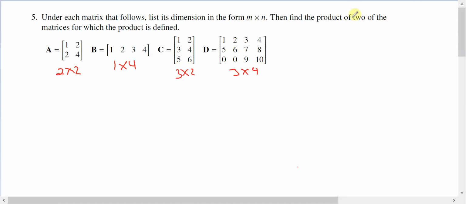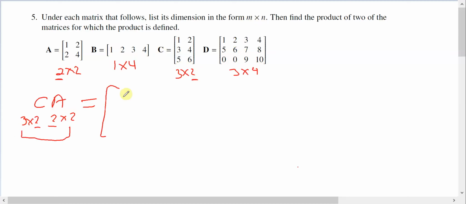Then we want to find the product of 2 of these, for which the product is defined. And I think the only one that's going to work is if I multiply C by A, because I get a 3 by 2 times a 2 by 2, and you have to have that inner dimension being the same, and then we know what we're going to get is a 3 by 2 out of that. So here's C, 1, 2, 3, 4, 5, 6, and here's A, 1, 2, 2, 4.